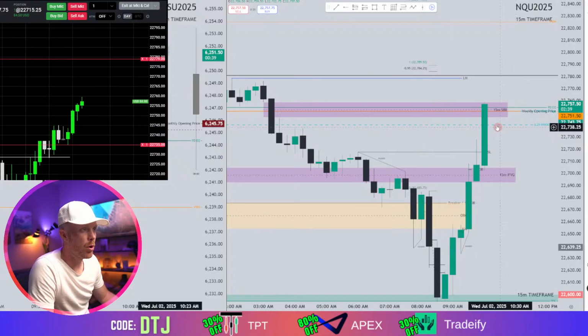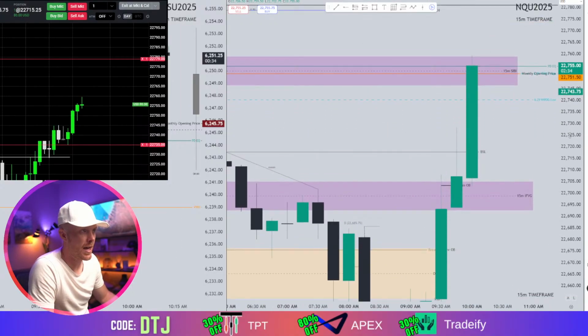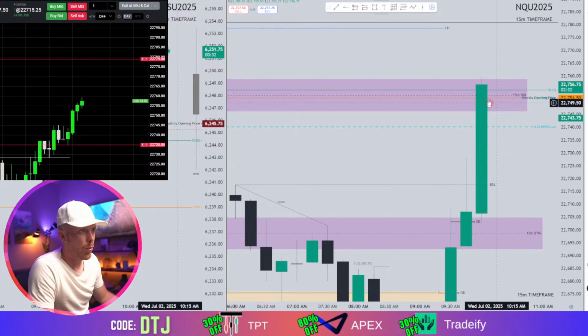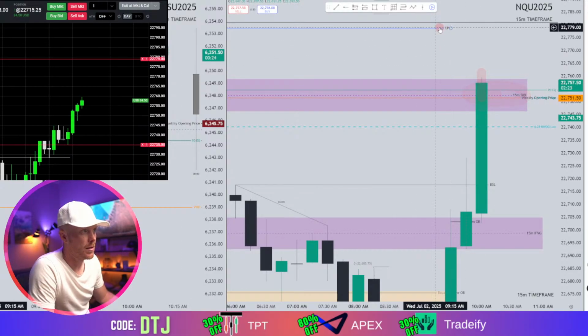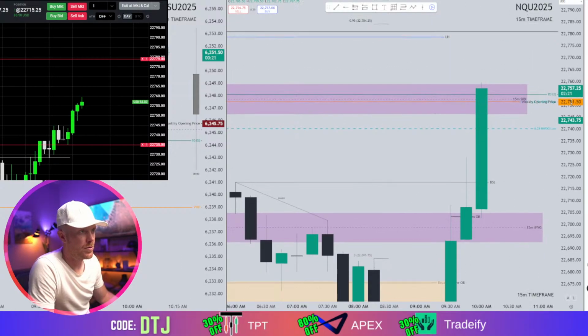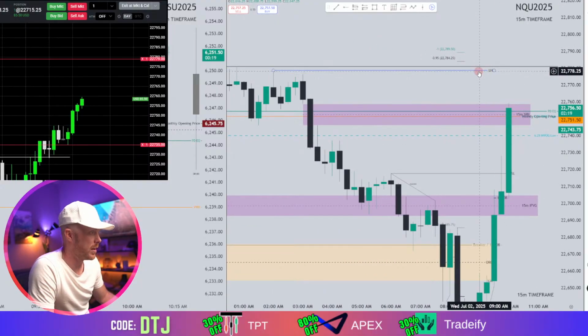All right, so we've pushed through this 15-minute fair value gap and tagged the top end of that. I want to know if we close above this, or are we just filling it in and going to close inside it? If we fill it in, that's a great sign. But I totally could see a retracement before we hit London high.